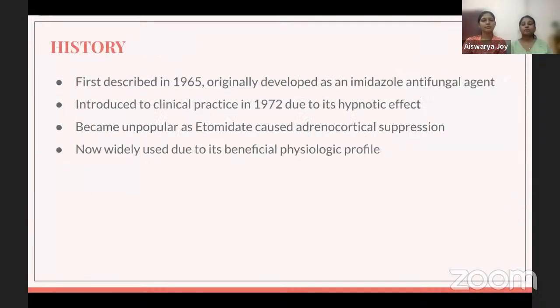A little about history. It was first described in 1965 and it was originally developed as an imidazole antifungal agent. And it was introduced into clinical practice in 1972 due to its hypnotic effect, and it was used for sedation and for induction of anesthesia. And it became unpopular as etomidate caused adrenocortical suppression, and now it's widely used due to its beneficial physiological profile.